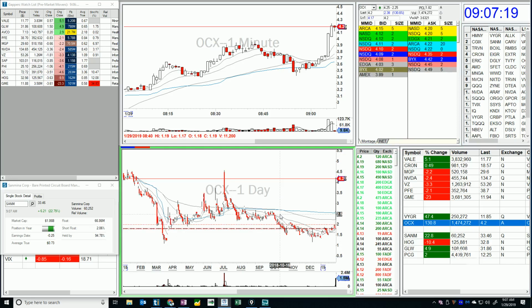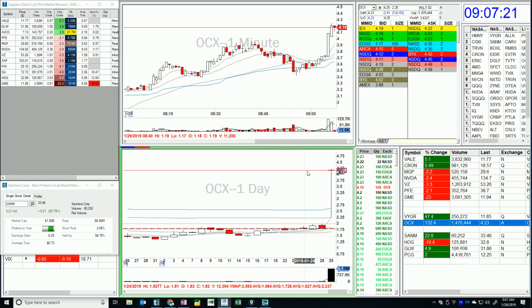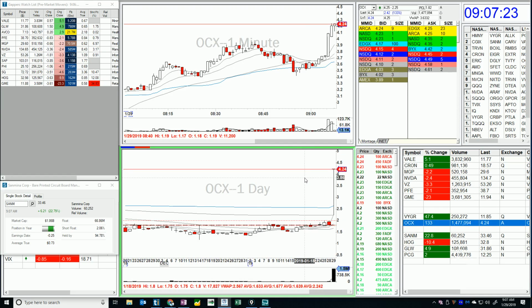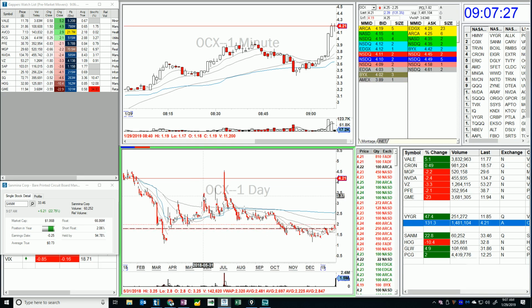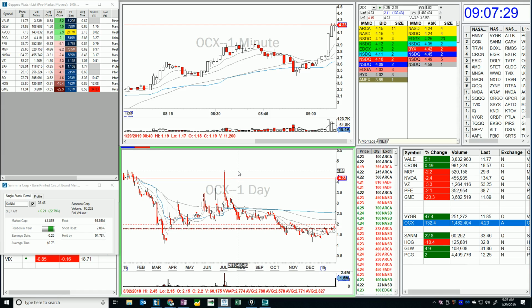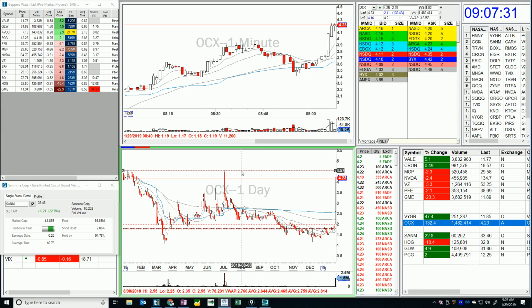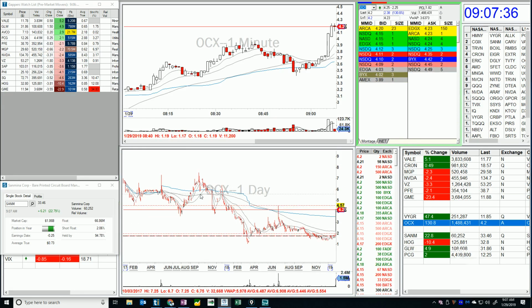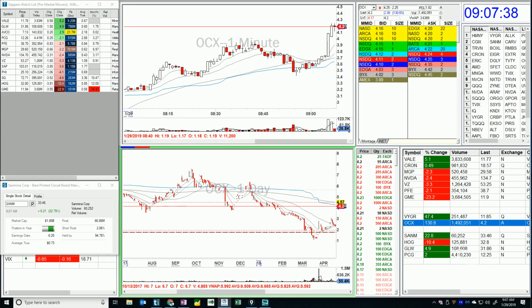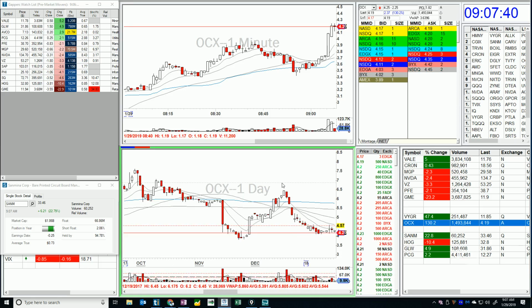OCX looking very good. I think someone mentioned this one in the chat. It's about to crack the high of day. So let me not even mark that. Let me find some levels towards the... Okay, here we go. Very nice clean level here. It doesn't get cleaner than that. 4.57. And is this a recent one? No, it's not. The way it's moving right now, it looks like it is going to get to that 4.57.